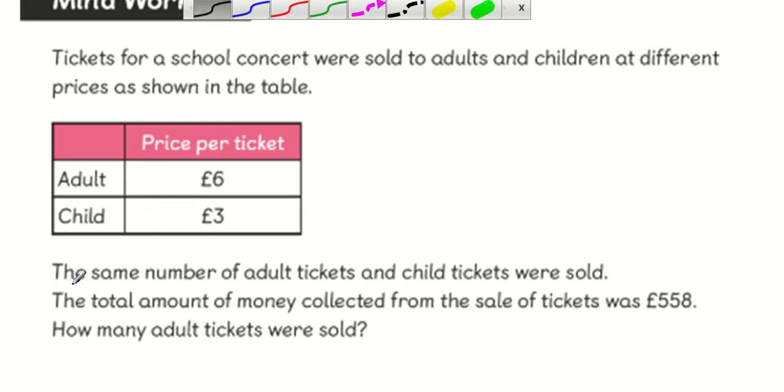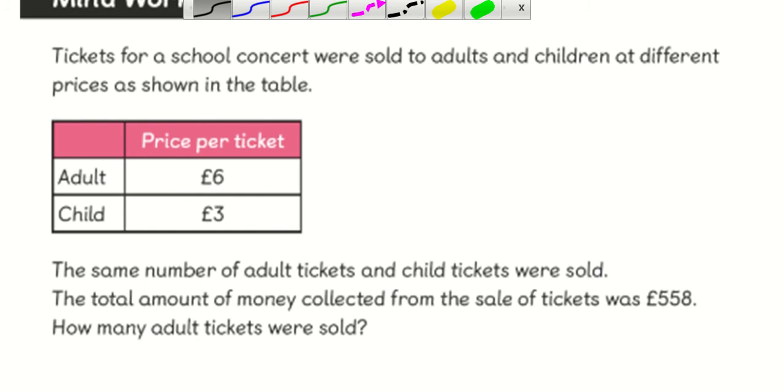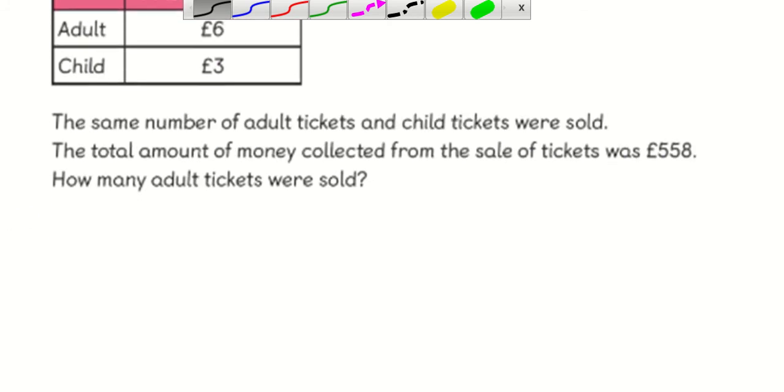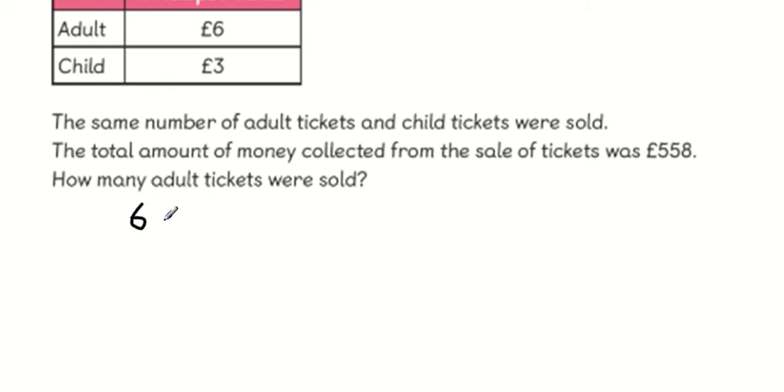Okay, so I've seen that the same number of adult tickets and child tickets were sold. So what I'm going to do is I'm going to pretend, I don't know this, but I'm going to pretend that every time somebody bought a ticket, they bought an adult ticket and a child ticket at the same time. So I'm going to add the prices of both tickets. Okay? So I think that will help us.